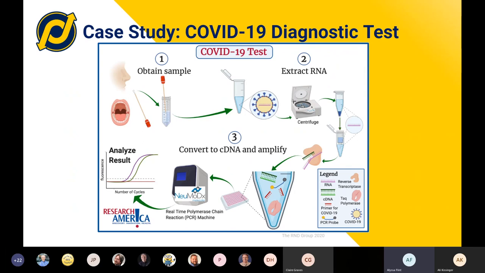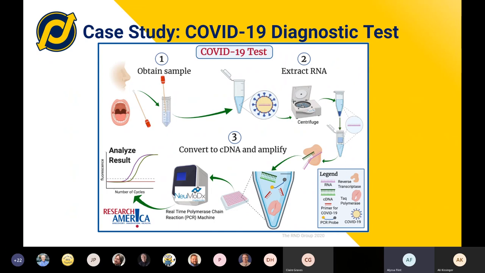So for the COVID-19 diagnostic test, first, a nose swab is collected, and this is to obtain any virus particles that might possibly be in your upper respiratory tract. The nose swab is put into a preservation solution, and then the RNA is extracted from the sample. This is commonly done with commercially available viral RNA extraction kits, and centrifugation is usually an important step in this process. The RNA is then converted into something called complementary DNA, or cDNA, using a special protein called reverse transcriptase.